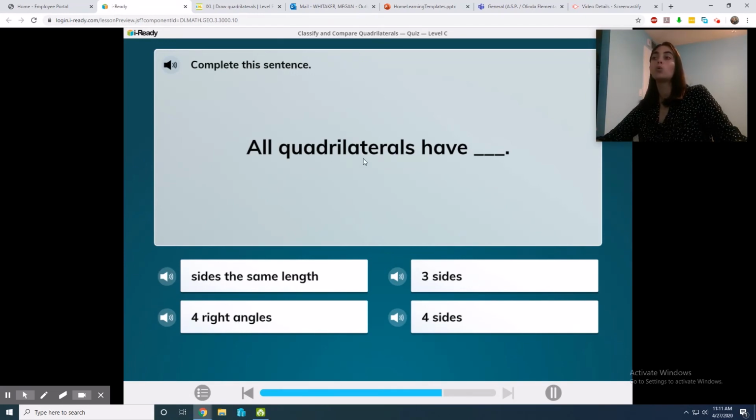So all quadrilaterals have how many sides? Have four sides. Yep.